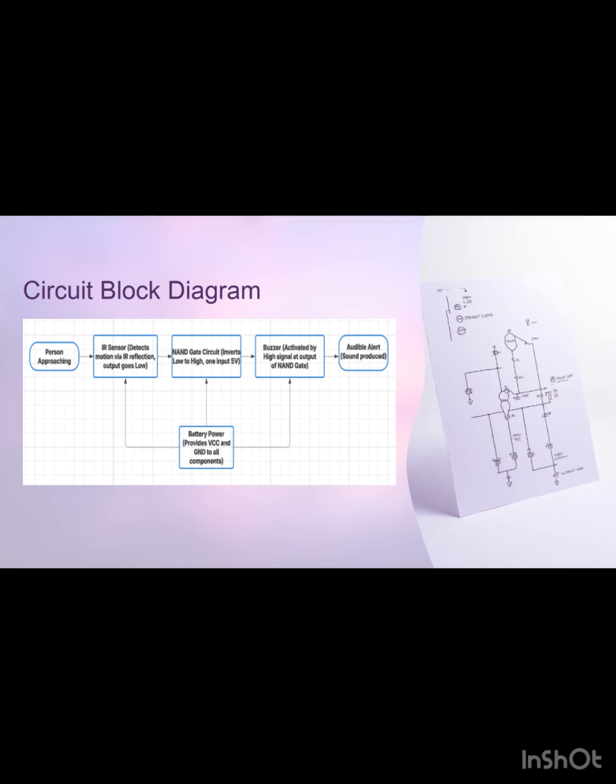Here we can see the block diagram of the motion doorbell, like a person approaching. The IR sensor will detect motion via IR reflection and the output goes low. The NAND gate circuit will invert low to high, as one input is already at high. The buzzer is activated by the high signal at the output of the NAND gate, and then we can hear an audible alert. It is also connected to the battery by ground and power supply.